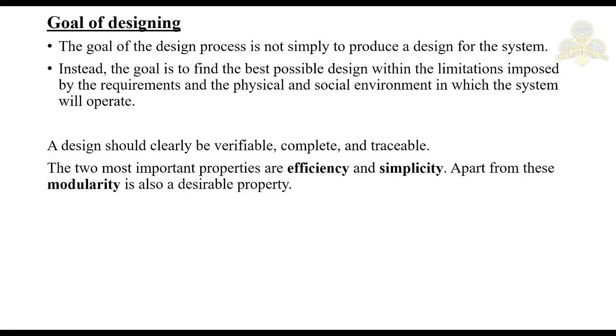Now, the goal of this designing phase is not simply to produce the design of the system, but to find the best possible design within the limitations imposed by the requirements and the physical and social environment in which the system will operate. As we had said, we can have n number of correct designs, but we have to choose a design that is under the limitations, right? It contains all the limitations and all the things represented by your requirements and the physical and social environment in which the system will operate.